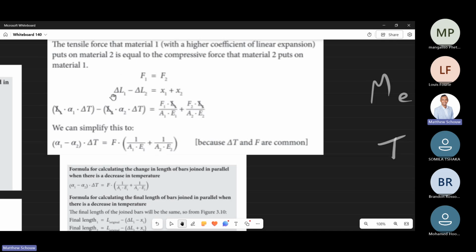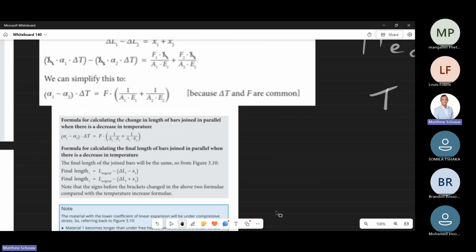And over here, instead of having a plus, we have a negative. The reason this comes about is because one material will expand faster than the other material. What you're going to find is that one material will experience a compressive stress, I think it's material 2, whereas material 1 will actually experience a tensile stress. What that visibly looks like in our particular example is this.